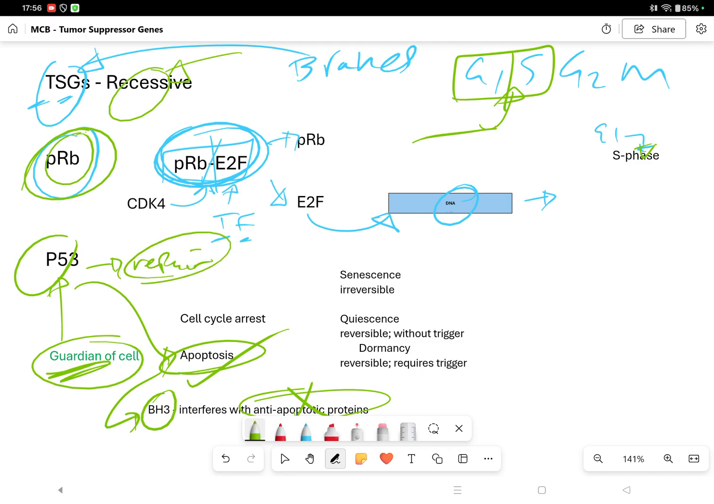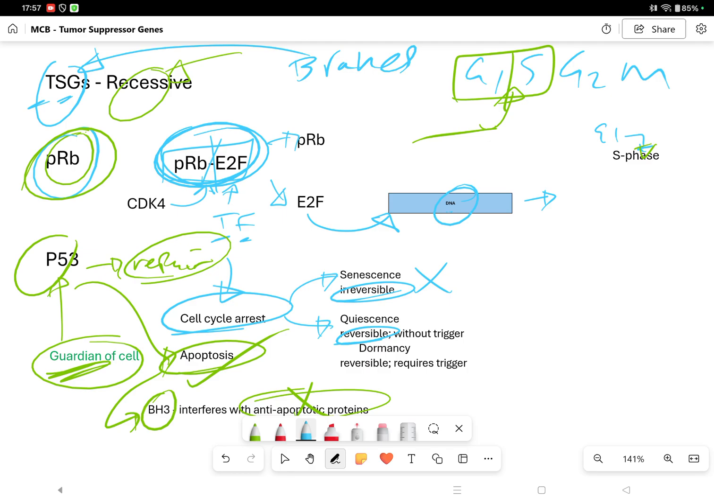Now, if I'm going to undergo repair, then I need to enter cell cycle arrest. I need to put the cell cycle on hold and carry out the repair for it then to be checked again. In cell cycle arrest, we can enter the phase of senescence, or we can enter the phase of quiescence. What's the difference between senescence and quiescence? Senescence is irreversible. It is permanent. The cell will never come back. That's the end. It will never differentiate into anything. Quiescence, on the other hand, is reversible.